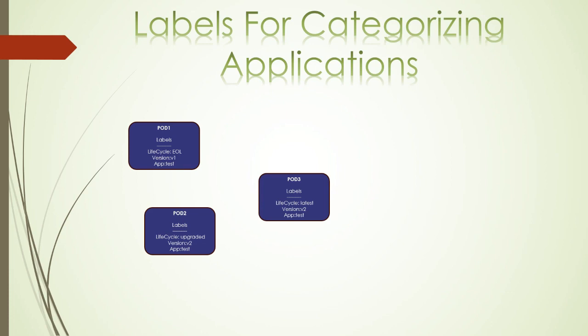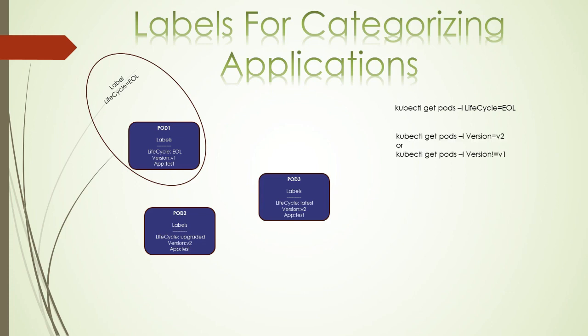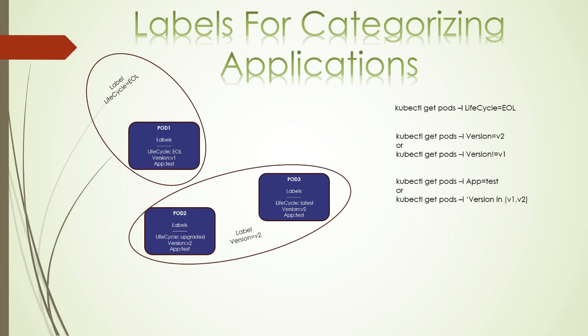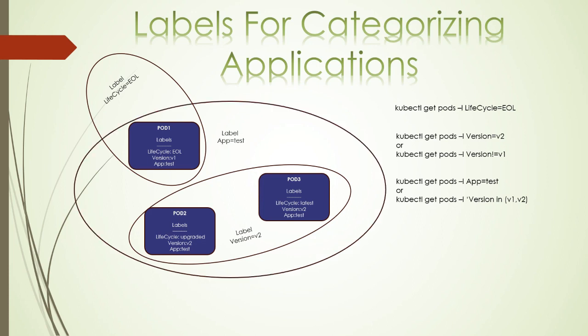Let us see the ways we can categorize these applications. Here it says to list all the pods whose lifecycle is end of life. We know that pod 1 is end of life, and that pod will be listed. Next, we can ask which applications are in version 2, or which are not in version 1. Here pod 2 and pod 3 will be listed. Another listing is which pods are available in application test.